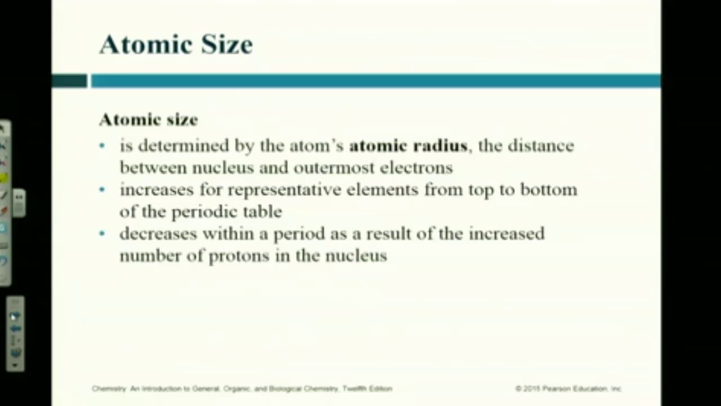Now, so that's top to bottom on the periodic table. Things get bigger. What about when you move from left to right on the periodic table? What happens? When you go from left to right, they get smaller. Atomic size decreases as you go from left to right. Now I'm going to draw a picture to help explain that. I think I can do it.